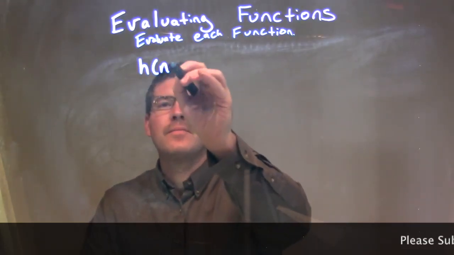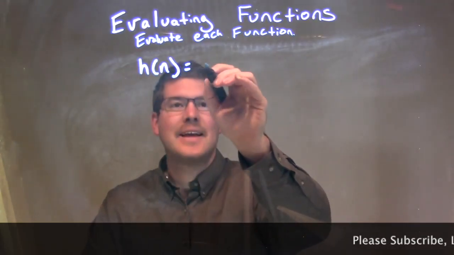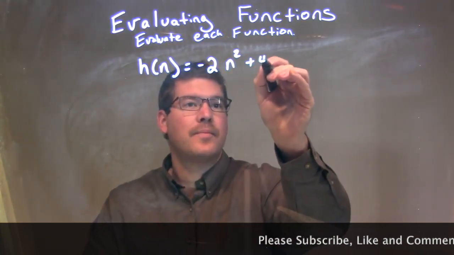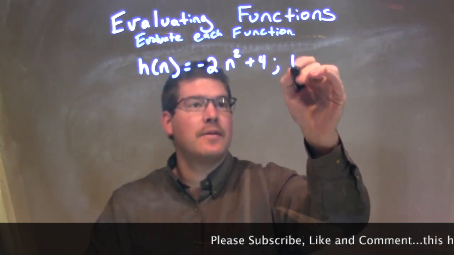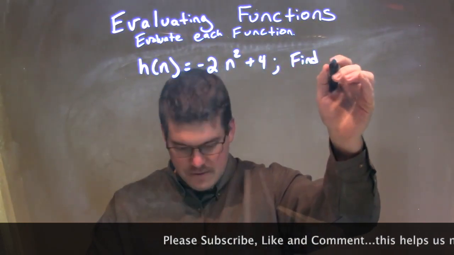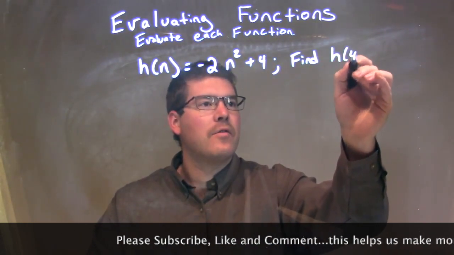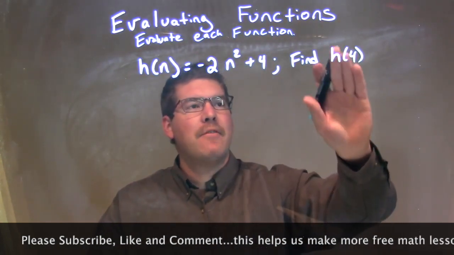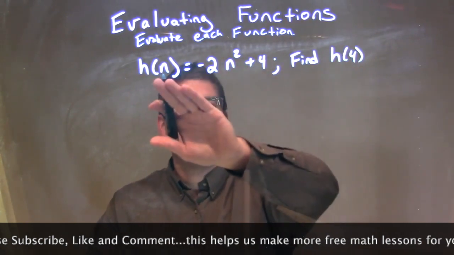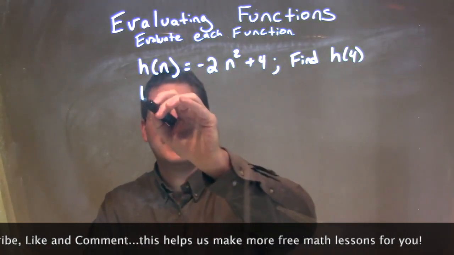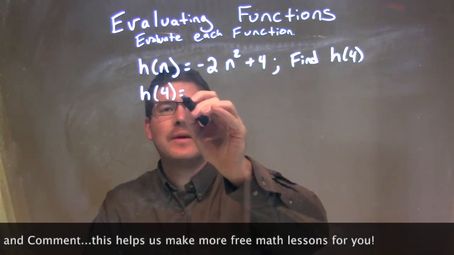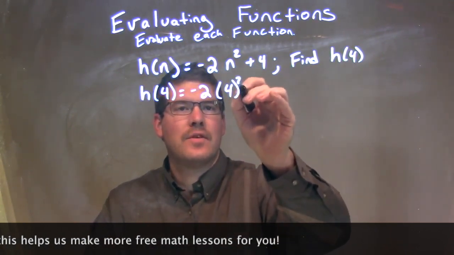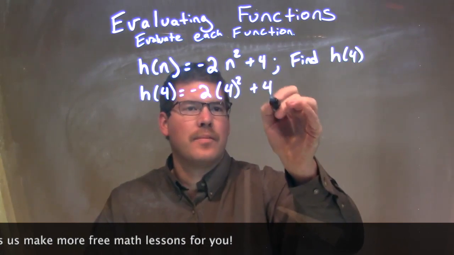h of n is equal to negative 2n squared plus 4. We need to find h of 4. Okay, so now we need to find h of 4. Every single time I see an n, I'm going to substitute a 4. So when I'm finding h of 4, that means negative 2 times 4 to the second power plus 4.